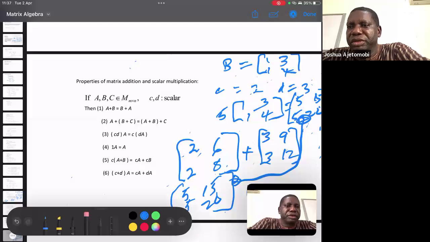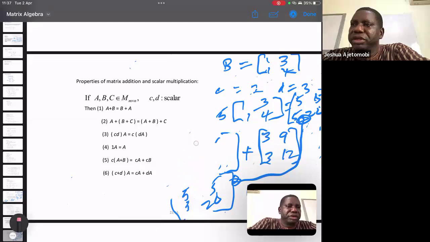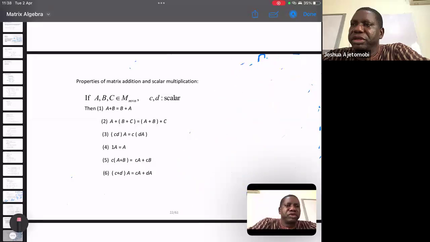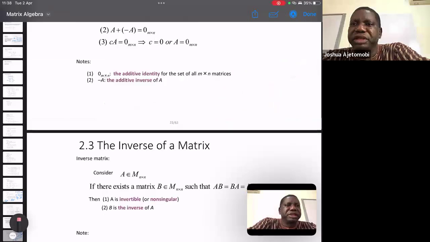So I think it's very straightforward. Don't forget, these are some basic addition and scalar multiplication. So please take notes. Don't forget that AB, unlike when you go to BA, are important points to take note of.